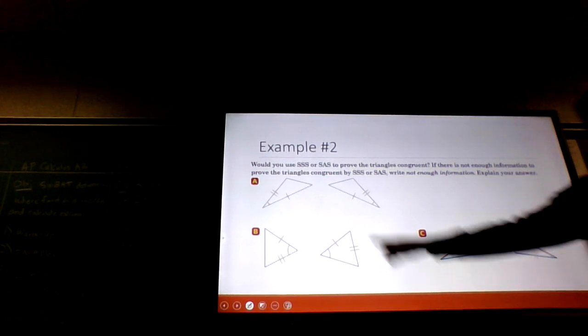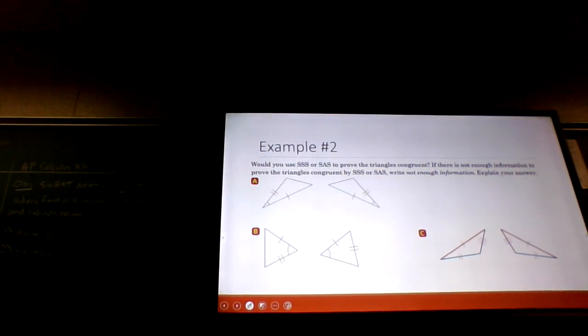All right, guys, look at A. I'm going to call on you. Anthony, A, which of these, SSS, SAS, which of those do you think makes those two triangles congruent? Do you think it's SSS, SAS, or neither? Not enough information, I guess I should say. SAS.